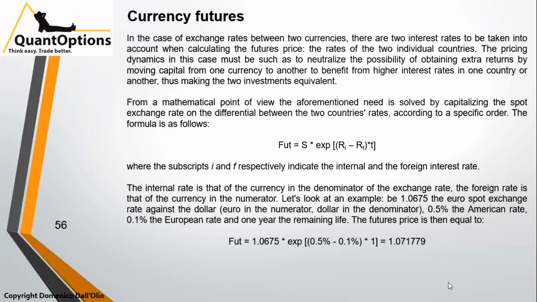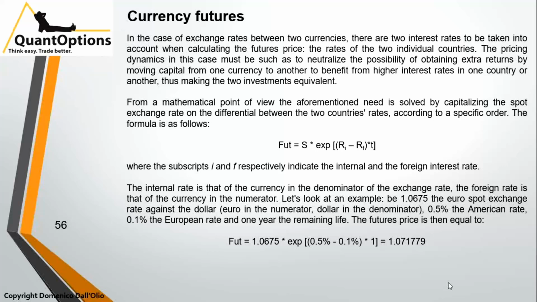1.0675, the euro spot exchange rate against the dollar. This is the forex exchange rate, the real exchange rate between the two currencies. Euro is in the numerator, dollar is in the denominator. How many dollars do you get for 1 euro? 1.0675. Then 0.5% the American interest rate, 0.1% the European interest rate, and 1 year the remaining life. Here the American and the European interest rates are on the basis of a 1-year government bond.